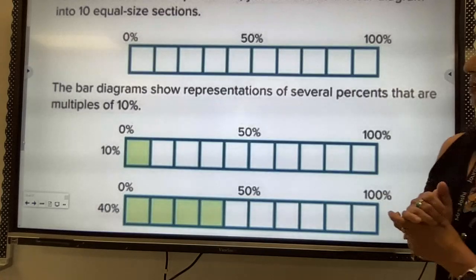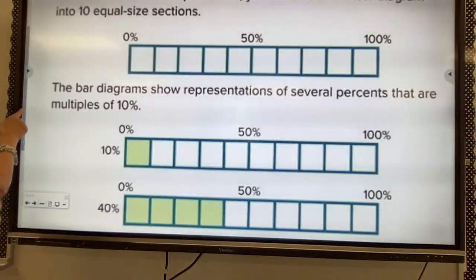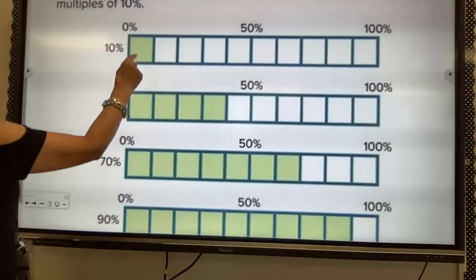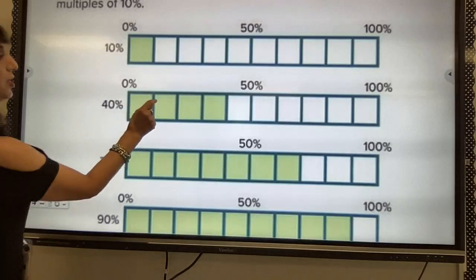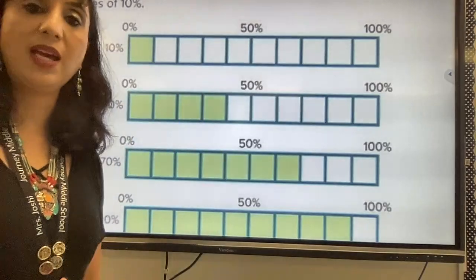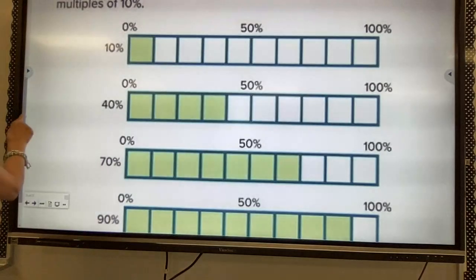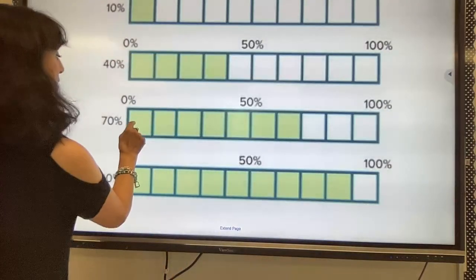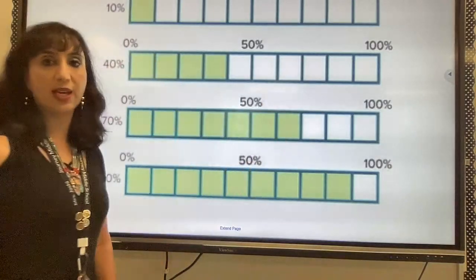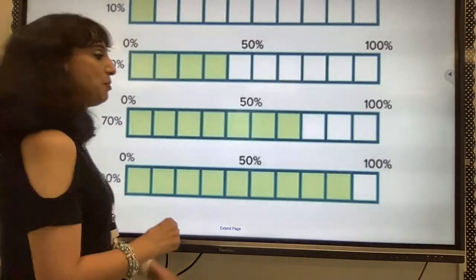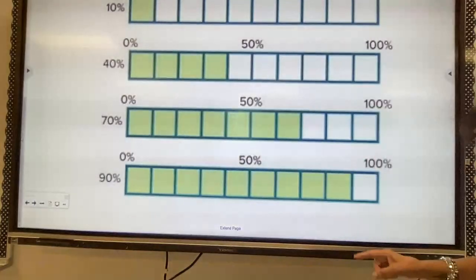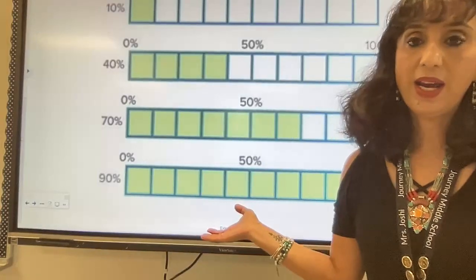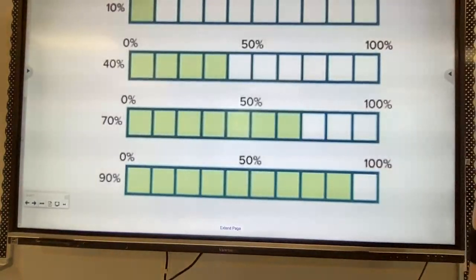So if I'm saying 10%, only this portion is going to be colored in. Look, for 10%, only this portion will be colored in. If it's 40%, 1, 2, 3, 4, and that is 40%. For 70%, I'm going to color 7 out of 10. So here 10, 20, 30, 40, 50, 60, 70%. For 90%, I'm just going to leave one blank, and the rest are all colored in. So 9 out of 10. And that is how a bar diagram can be used to show a percentage.